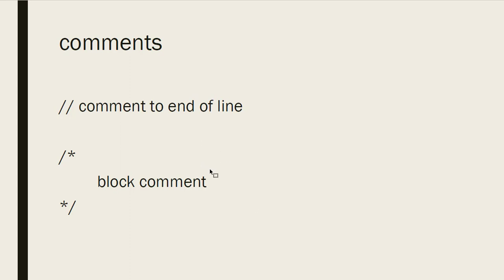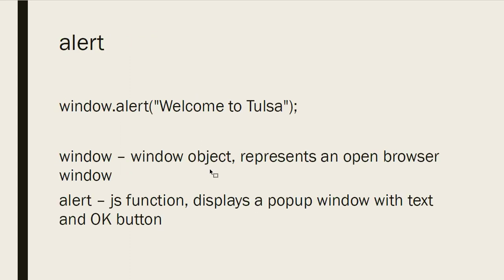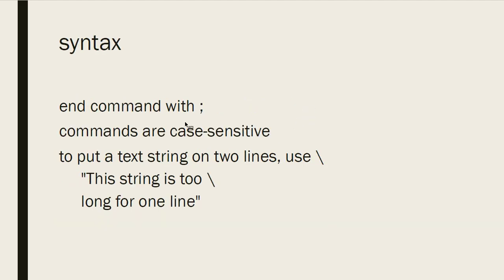There are two different kinds of comments in JavaScript, and then we use the alert function. So that's a built-in JavaScript function, and we learned how to use it. And this was our first JavaScript command. We learned some things about syntax, that you end a command with a semicolon. Remember, that's kind of optional. Commands are case sensitive, that's important, and you can use a backslash to put a string on 2 lines.